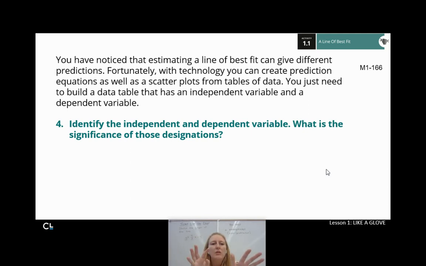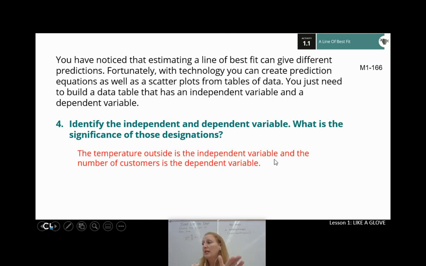So real quick here on number 4, can you just identify the independent and dependent variables? Go ahead and hit pause, identify our independent and dependent variables from our table earlier, and then hit play to keep going. Now you guys know that independent is our X, independent is our input. So the temperature outside is the independent variable, and the number of customers is going to be our dependent variable.